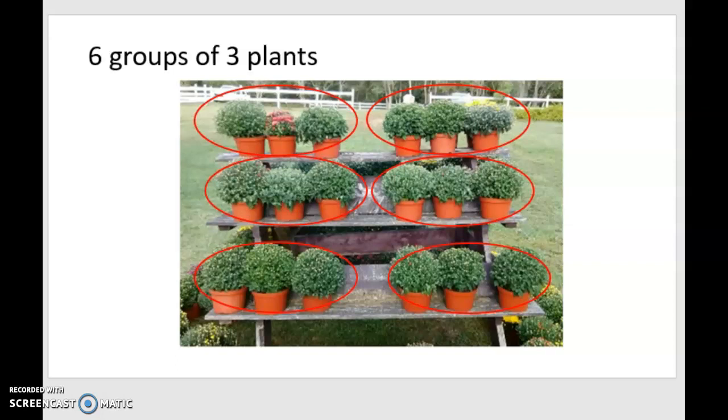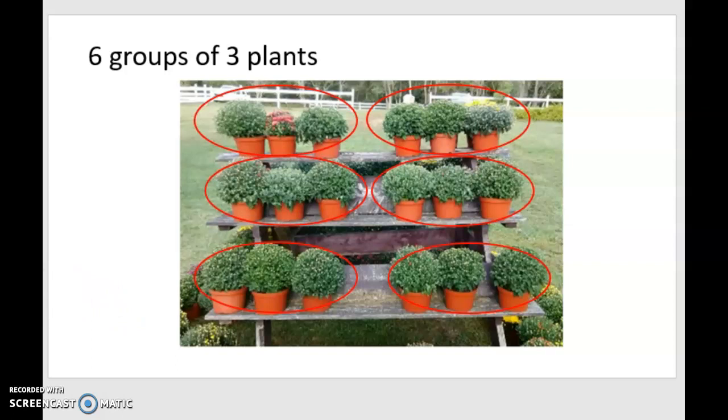So here, when I looked at this, I saw that there are 6 groups with 3 plants altogether. I know that 6 and 6 is 12, and 6 more is 18. So there are 18 plants altogether.